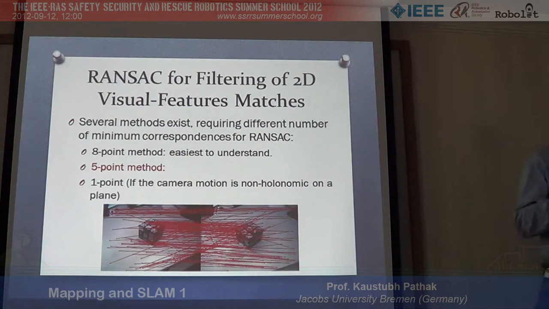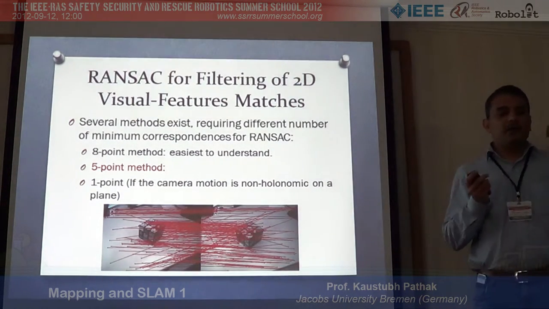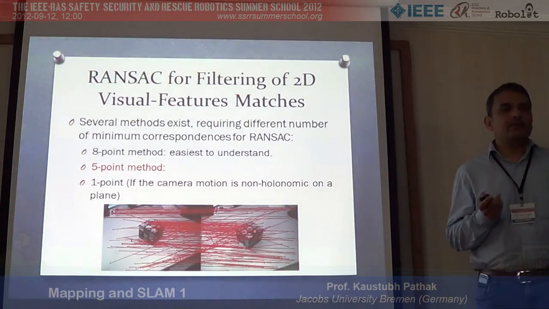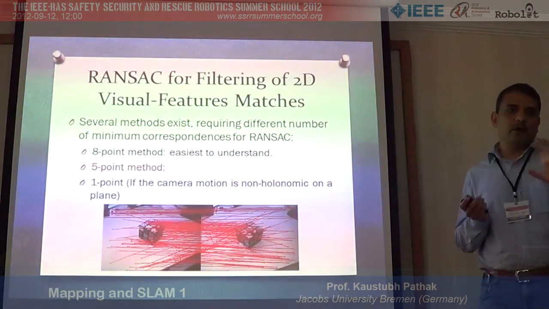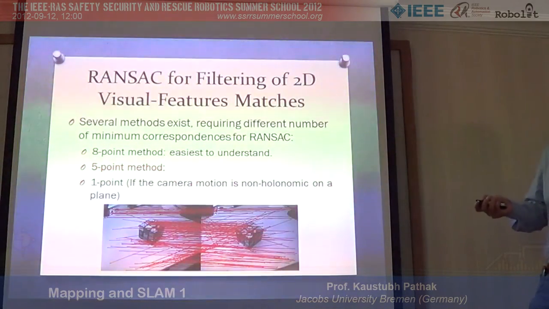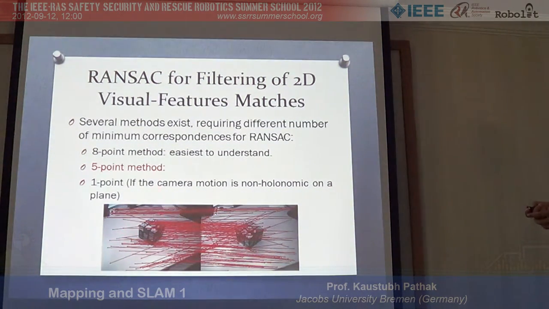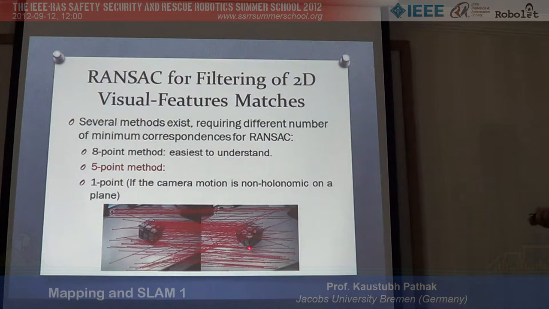And then if you further assume that your motion is restricted in a certain way, like you assume that your camera, for example, is mounted on a car, and the car has a non-holonomic motion, that is, it cannot slip sideways, in that case you can just do with 1 point. And then RANSAC is going to do its business. It's going to take the minimum number of points, fit a model, and then see which other correspondences agree with that model. And once it has found the maximum consensus set, then it can find the camera motion, that is, do the registration.